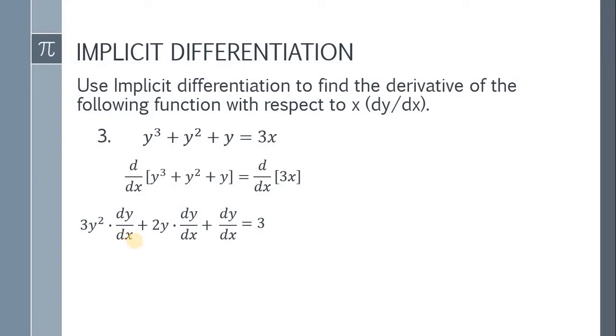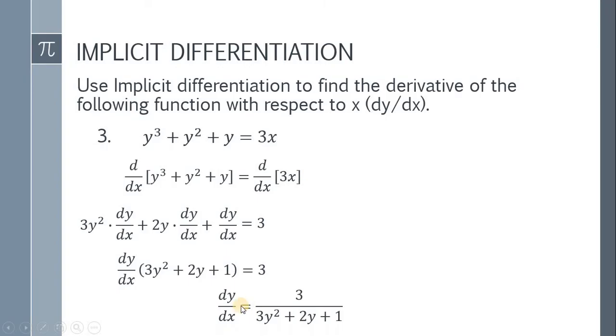Okay? The reason is that y is a function of x. Next, factor out natin yung dy over dx. So, we have dy over dx multiplied by 3y squared plus 2y plus 1 is equal to 3. Now, divide both sides by 3y squared plus 2y plus 1 and we get dy over dx is equal to 3 over 3y squared plus 2y plus 1. Therefore, we have the derivative of y with respect to x is equal to 3 over 3y squared plus 2y plus 1. And we're done.